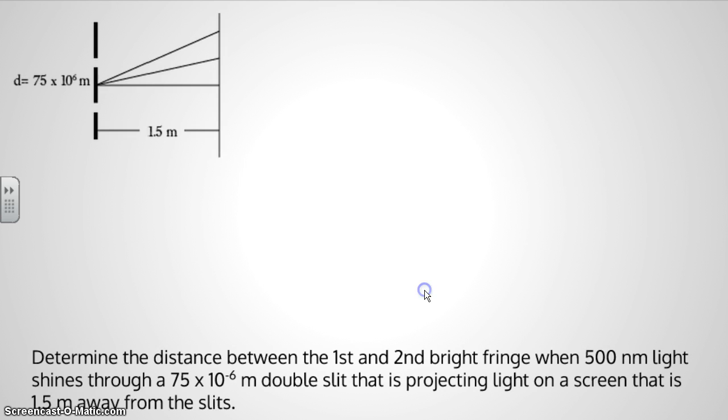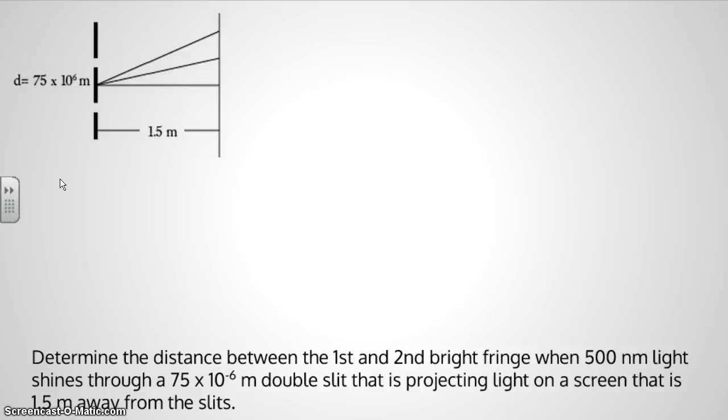So when I click ahead to this next slide, it shows the problem down here on the bottom, and I've created a diagram ahead of time to avoid having to write a ton of things here. Again, what I would be doing is showing how to do this problem. According to the problem, it says: determine the distance between the first and second bright fringe when a 550 nanometer light source shines through a 75 times 10 to the negative 6 meter double slit that's projecting light on a screen that is 1.5 meters away from the slits.